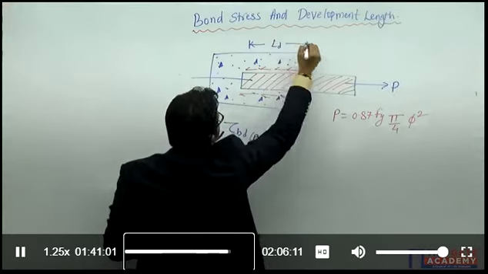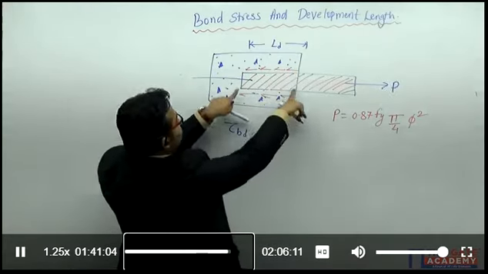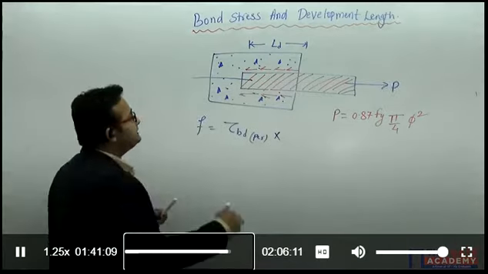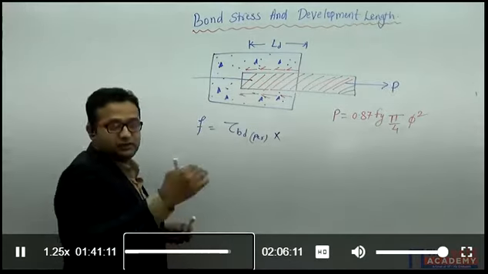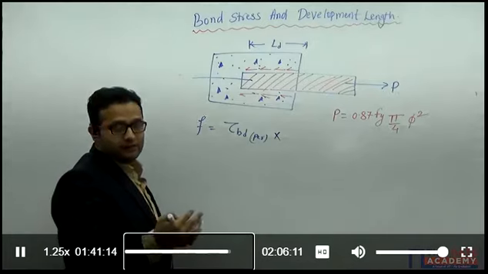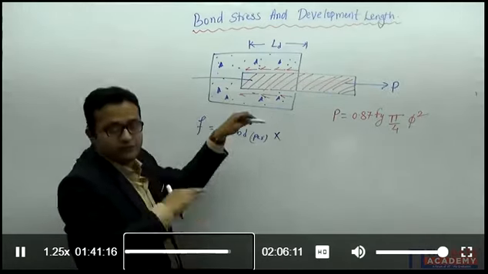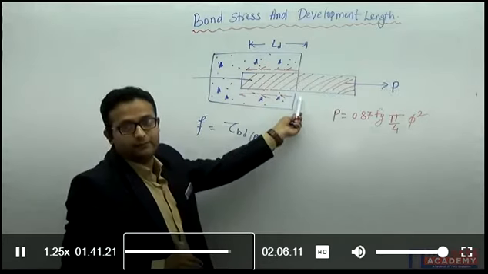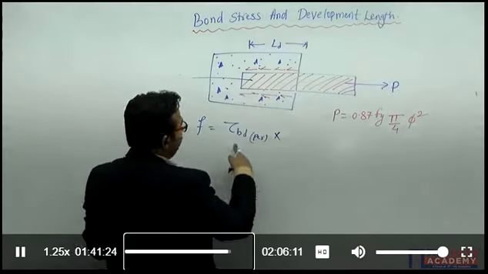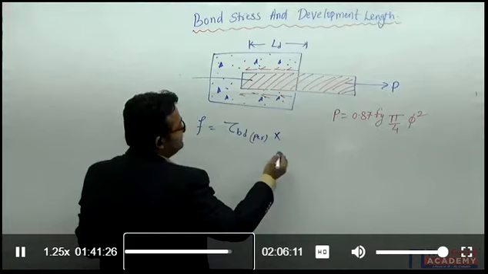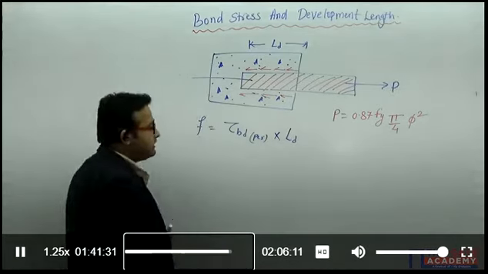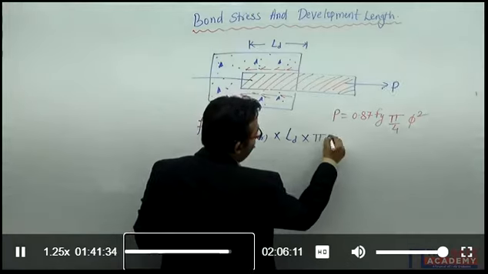Suppose I am denoting this length as LD. This length from here to here is LD because only this distance the strength is coming into the picture. Right? The stresses along the steel, on the periphery of the steel between the concrete and the steel are acting along this length only, LD. So total force acting in the opposite direction is tau BD permissible into LD and the periphery of the reinforcement, that is pi phi.